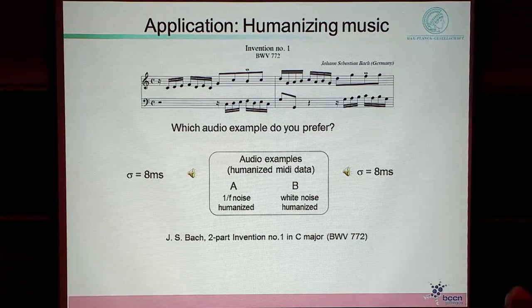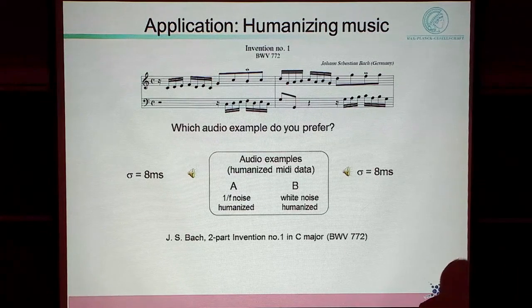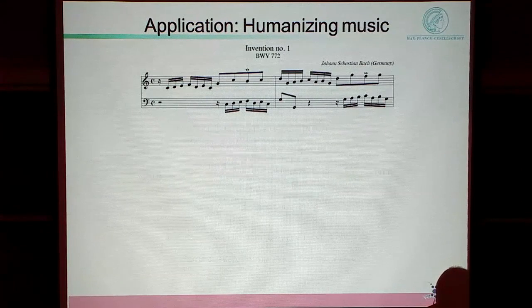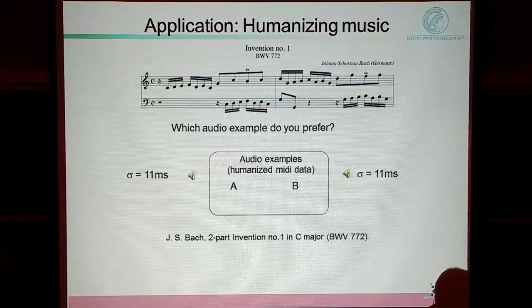I noticed differences between people who have a musical training, because you train yourself to precise timing. Let me give you an example with a higher standard deviation.